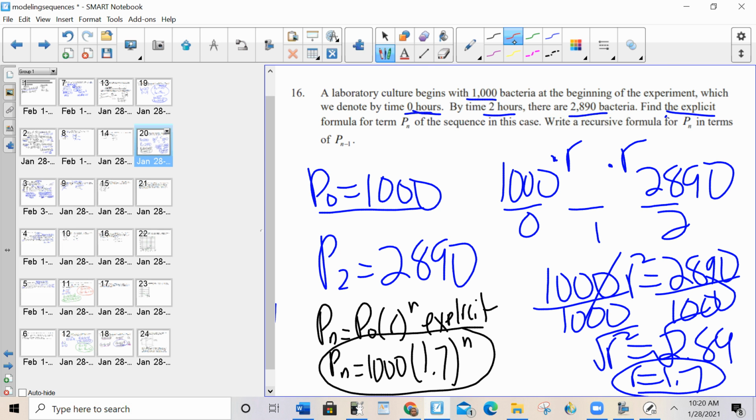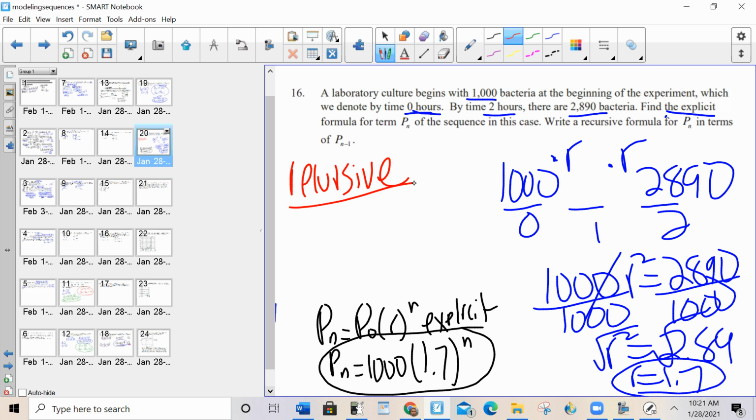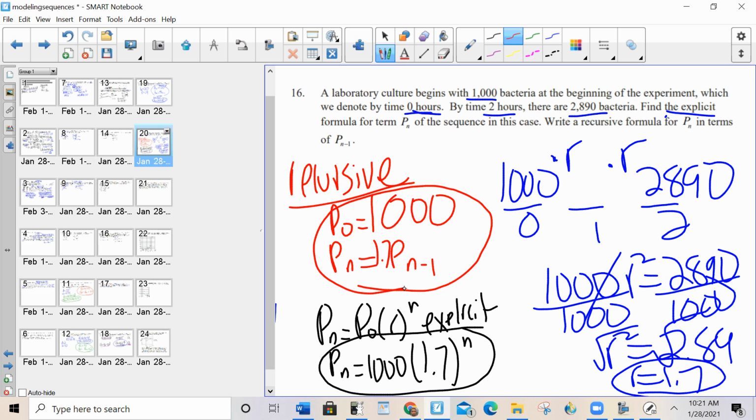Recursive, I'm just going to erase to create some more space. Recursive: P0 is 1000, and Pn equals Pn minus 1 times 1.7. I'm multiplying by 1.7. The whole n minus 1 becoming n thing does not apply to the recursive. It only applies to the explicit. Recursive is not affected by that. The only thing that is affected is that you're going to write P0 instead of P1. And that's it.